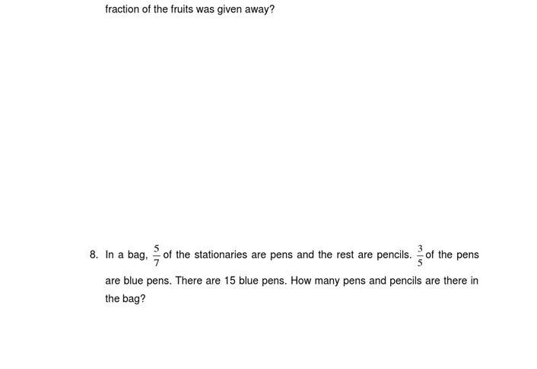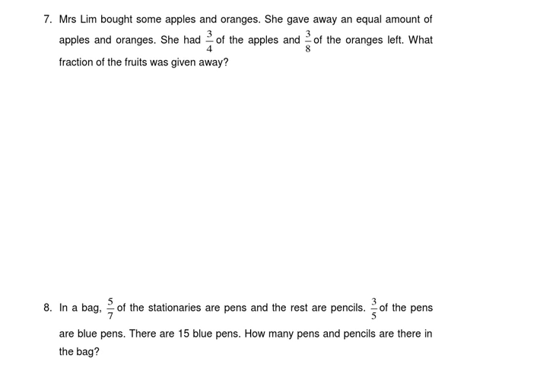Next question, question 7, any problem? Okay, let's go through question 7 together. A bit worrying when we have so many questions, some PSLE questions. Okay, Mrs. Lim bought some apples and oranges. She actually bought two types of fruits, apples and oranges. She gave away an equal amount of apples and oranges. She had 3/4 of the apples and 3/8 of the oranges left. What fraction of the fruits was given away? Okay, very simple again.